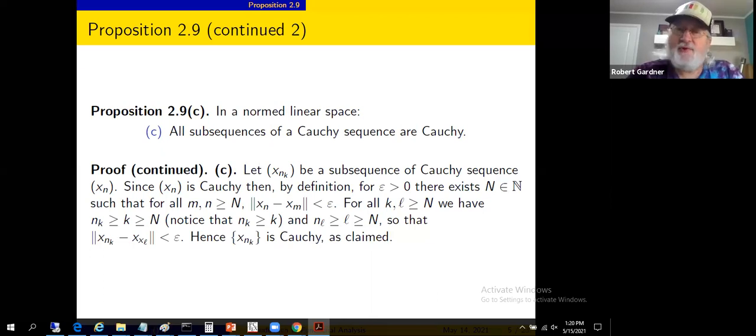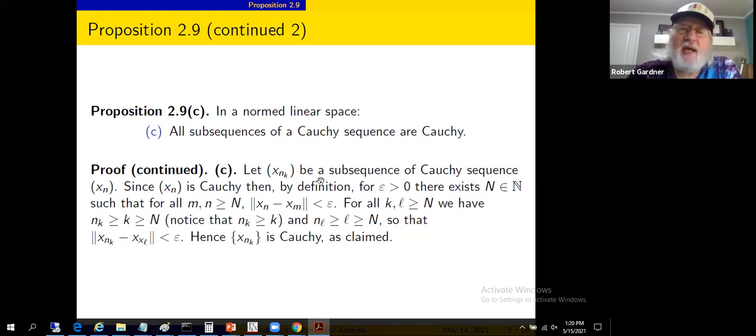Convergent sequences are Cauchy in part A. Part C says all subsequences of a Cauchy sequence are Cauchy. Okay, that's not in the least bit surprising. Let's get the math correct on this little argument, though. It's a little subtle with the subscripts.